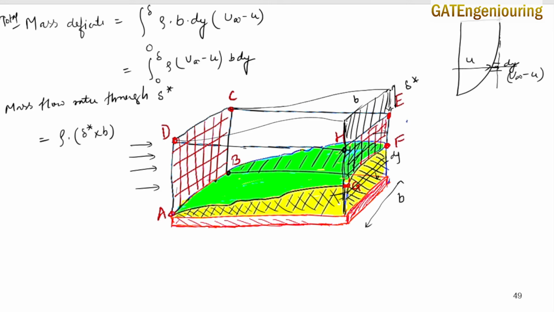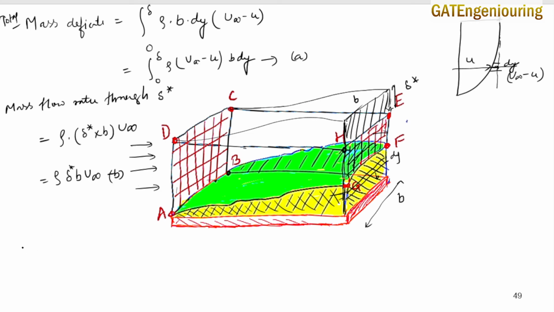And what is the velocity here? The velocity is going to be u infinity. So rho delta star b into u infinity. So that mass flow rate would be equal to this mass deficit, and we can equate these equations. Let's say equation a and equation b.